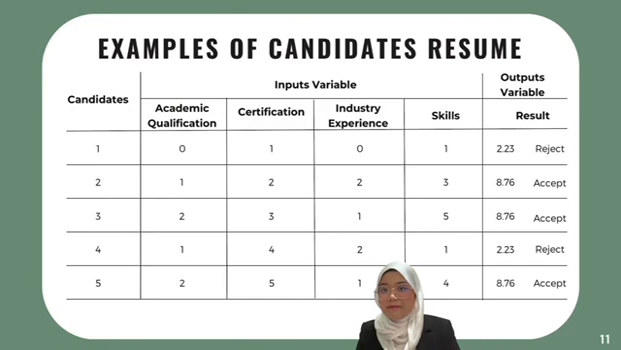Here are 5 sample candidates and their results. Candidates who scored below 5 were rejected, while those above 7 were accepted. In this example, candidates 2, 3, and 5 were shortlisted for interview.